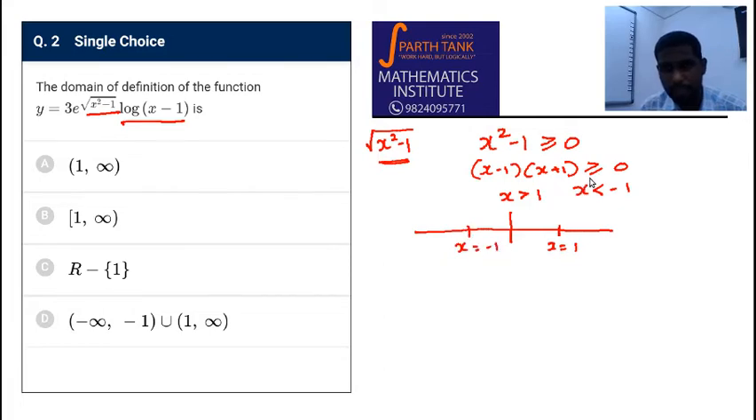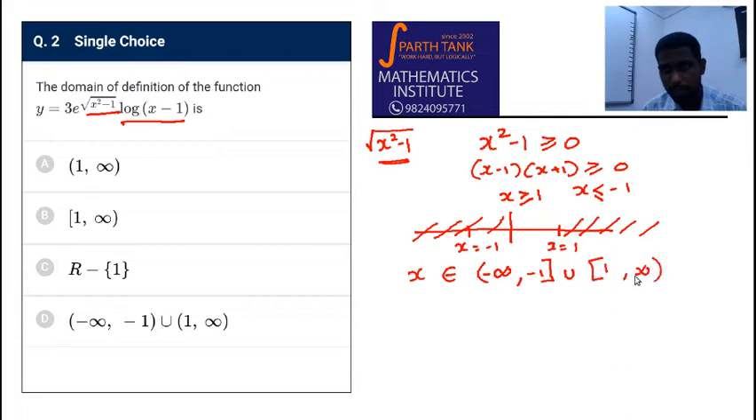And when it is an inequality, if the inequality is greater than, it means the region outside the roots, and if the inequality is less than, then the region is between the roots, right? So here the solution is the region outside the roots, including 1 and minus 1, of course. Therefore, you can write that x should belong to open interval minus infinity to minus 1 included and 1 to infinity excluded.